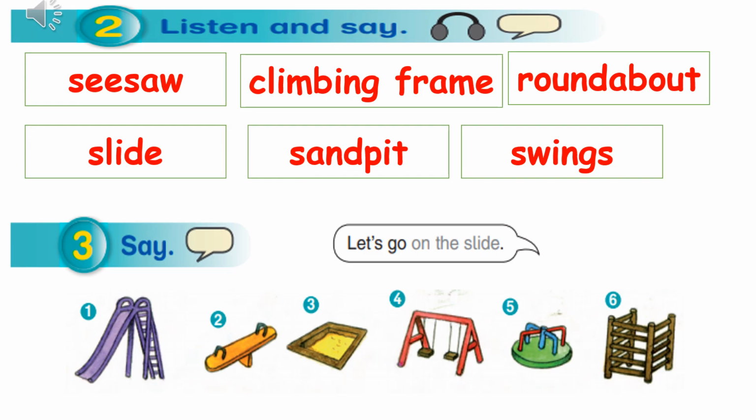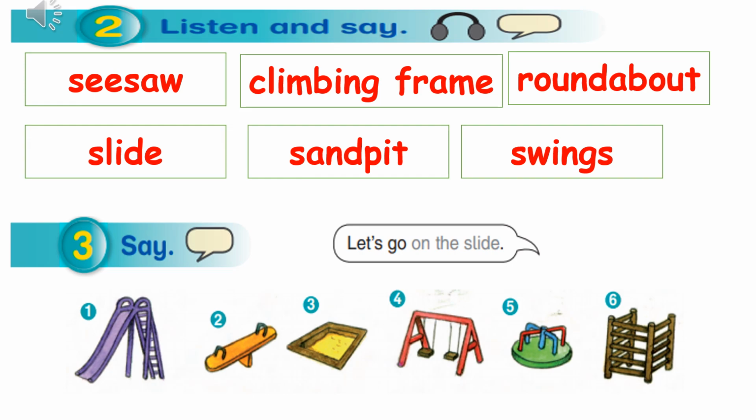Can we say sentences about the pictures here? Yes, we can. Look at picture number 1. Let's go on the slide. What about picture number 2? What is it? The seesaw, right? Can we say a complete sentence about picture number 2? Yes. Let's go on the seesaw.